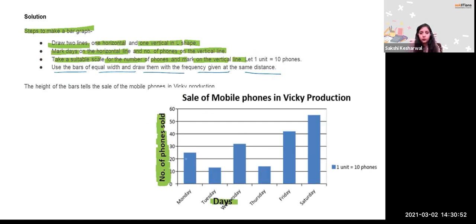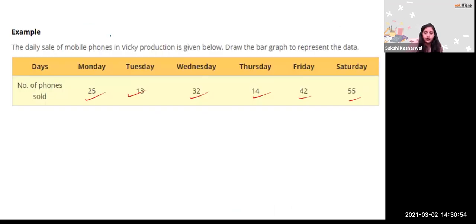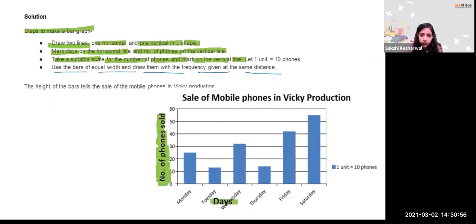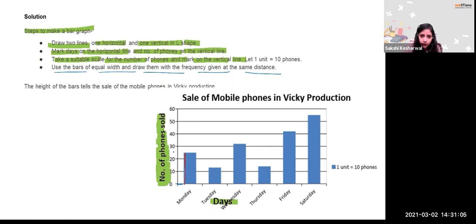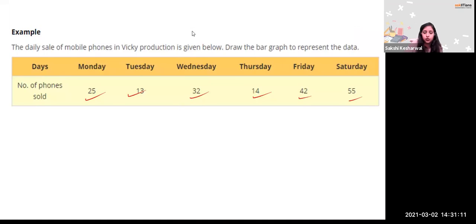So this is what is given. Now, it says that on Monday, how many were sold? We have 25. So you leave the space, and then again I'll use a different color. You just see over here, this is 25, midway between 20 and 30. Now, Tuesday, how many? 13. So you have to just go and count it.